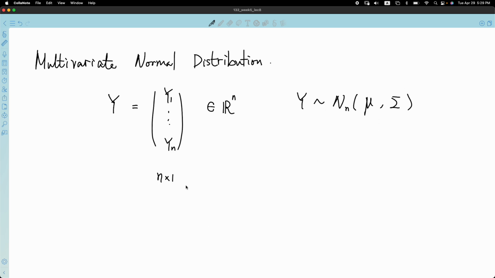My mean vector is also an n by 1 vector, and the elements are mu 1 all the way to mu n. So this is a column vector with n elements, the mean vector. And then for the covariance, now it's a matrix. The mean vector is n by 1, and the covariance matrix is n by n.